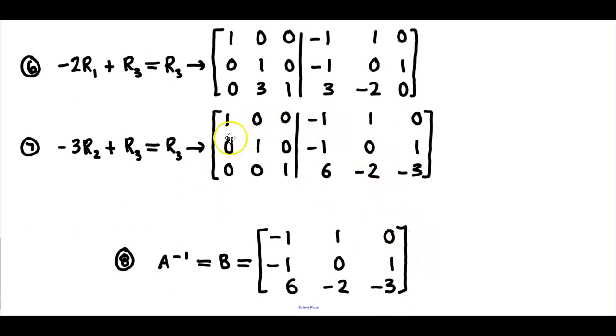So now, since we have the identity matrix on the left side, whatever we have remaining is going to be the inverse on the right side. So A inverse, or we can call it matrix B, is the matrix negative 1, 1, 0, negative 1, 0, 1, 6, negative 2, negative 3.